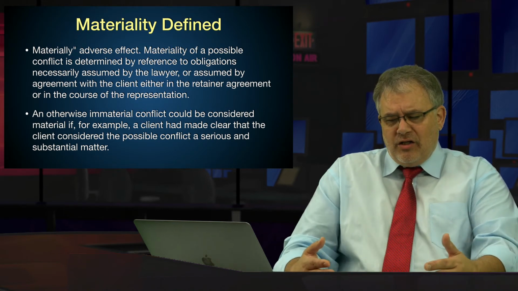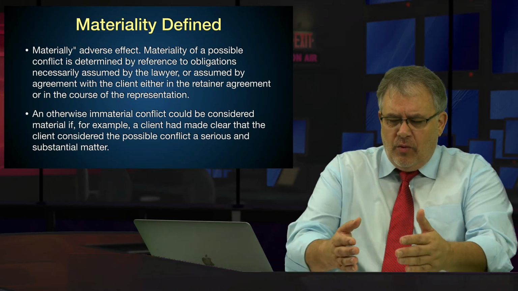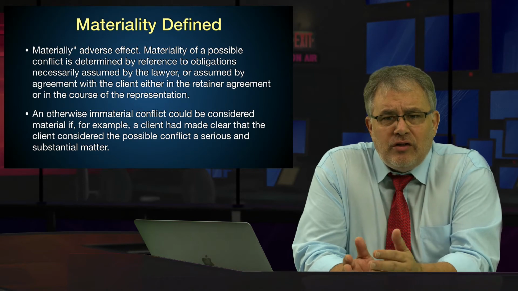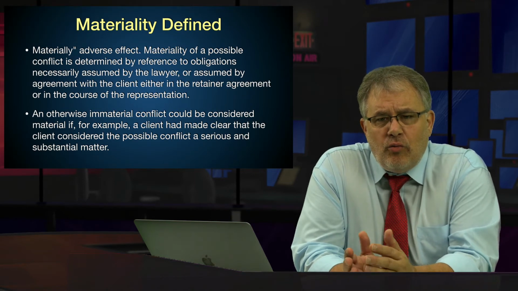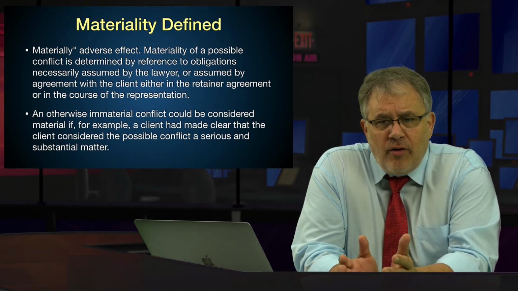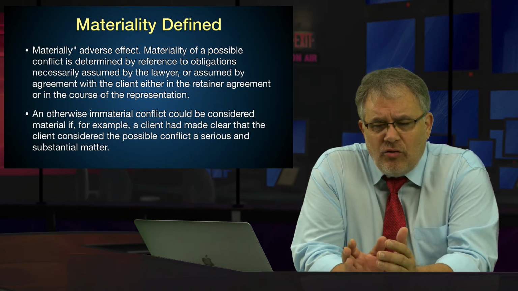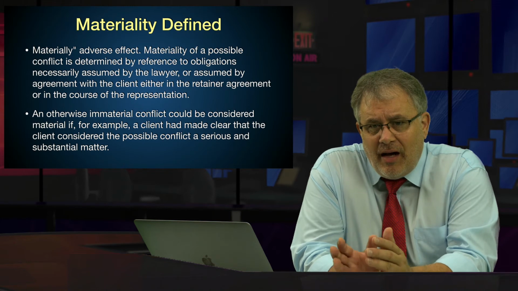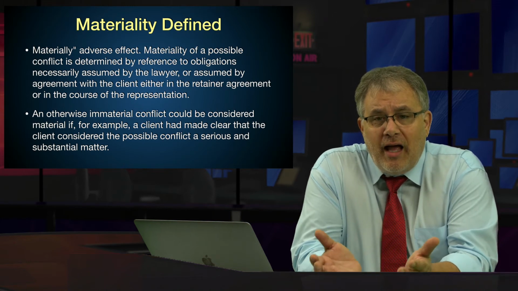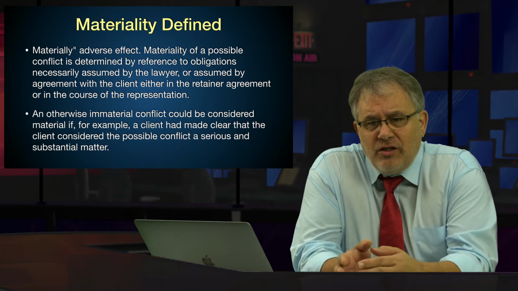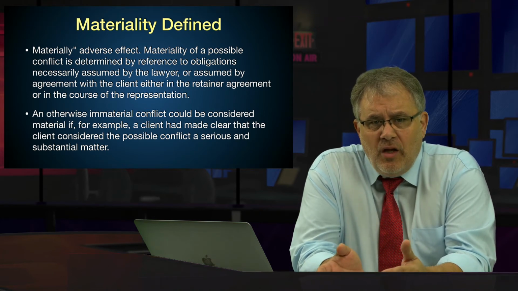We look at the obligations of the lawyer. We look at the obligations to the client by the agreement. We look at the retainer agreement. We look at what's occurred over the course of representation. And we say, is it going to materially affect, is it going to adversely limit my ability to accomplish what I have promised to engage in? And if it's going to materially limit it, I have an issue.